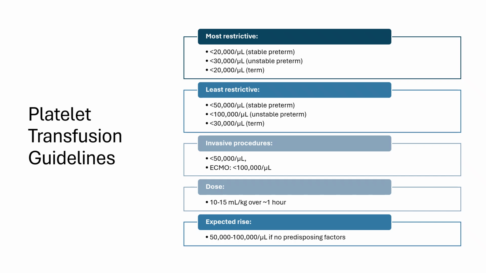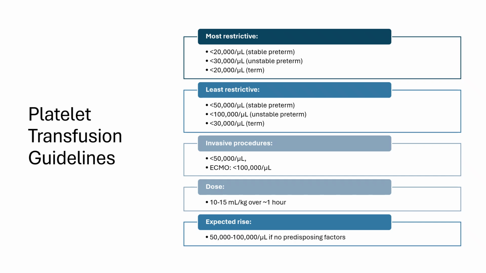Platelet transfusion thresholds in neonates reflect the balance between bleeding risk and transfusion-associated complications. The most restrictive approach uses thresholds of less than 20,000 per microliter for stable preterm infants, less than 30,000 per microliter for unstable preterm infants, and less than 20,000 per microliter for term infants. These conservative thresholds recognize that neonatal bleeding risk correlates more strongly with gestational age under 28 weeks, postnatal age under 10 days, and conditions like necrotizing enterocolitis, rather than absolute platelet count.